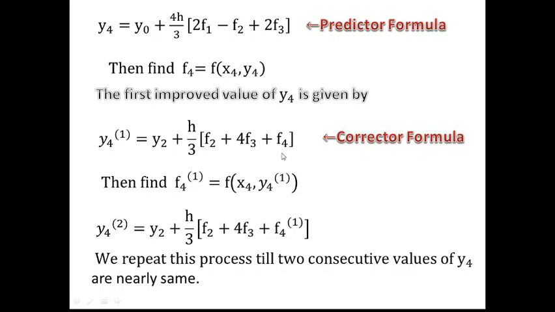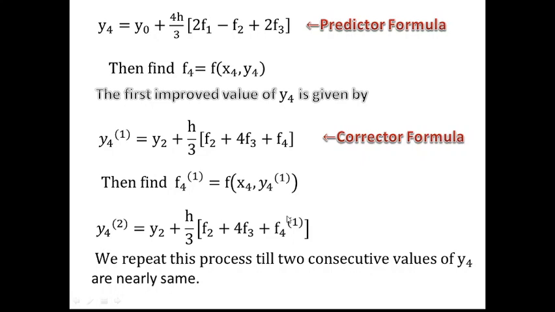y4^(1) is just obtained. And similarly, after getting y4^(1), we will compare y4 and y4^(1), the two consecutive values of y4. If they are nearly the same, then the solution is obtained. Otherwise, further modification is required. That is, we will find the second modified value on a similar line. And remember, here there will be only one change in this f4.